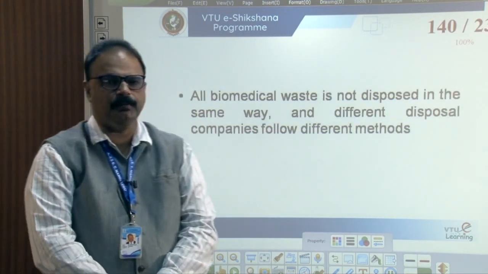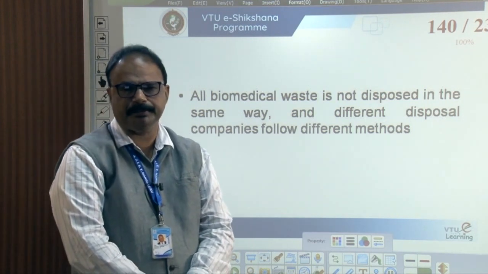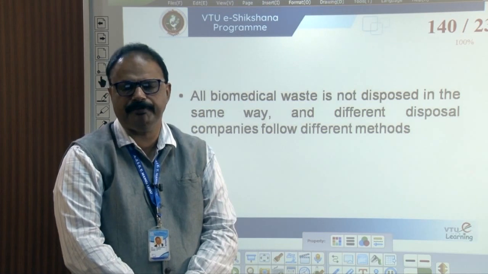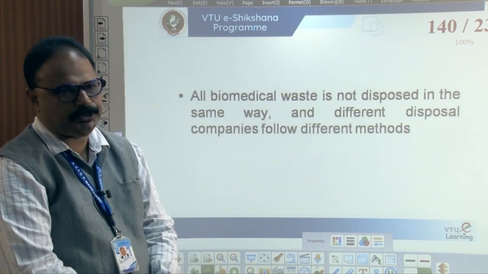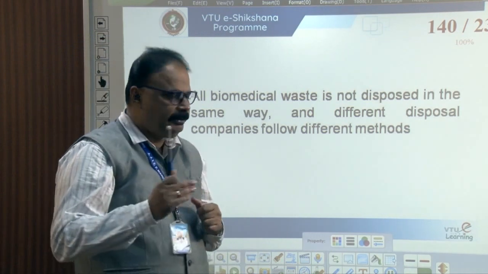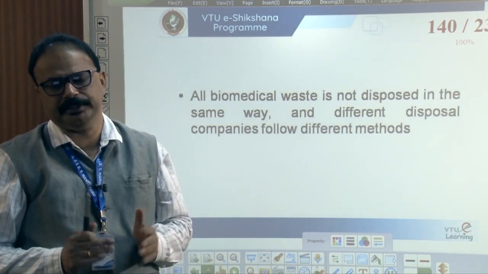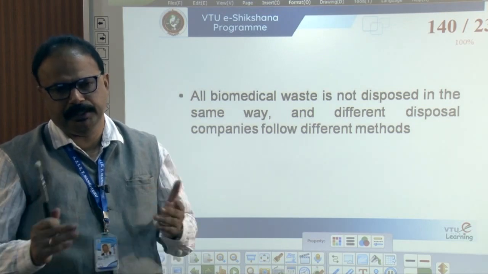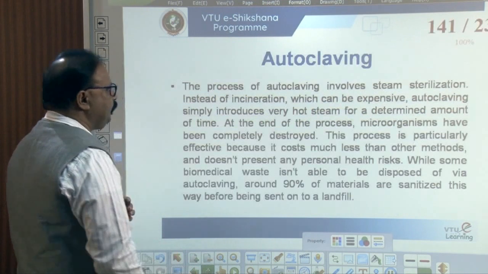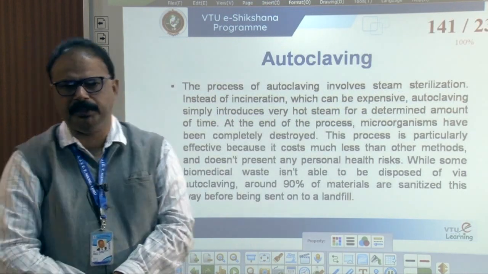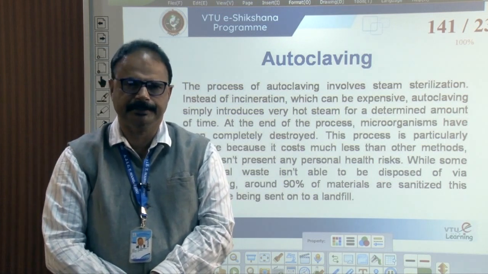All biomedical waste is not disposed of in the same way. Different disposal companies follow different methods, safety methods. See, one by one. Autoclaving is one of the disposal methods. Already I explained autoclaving.